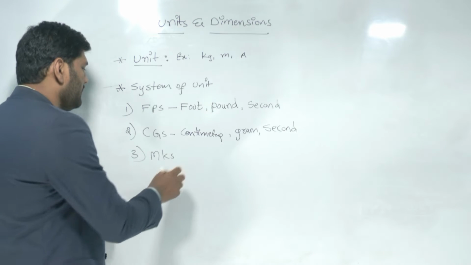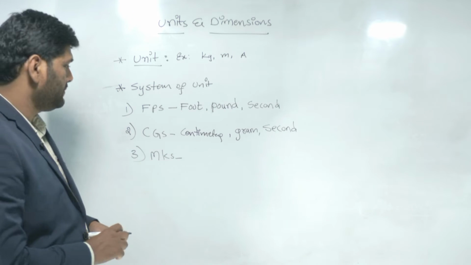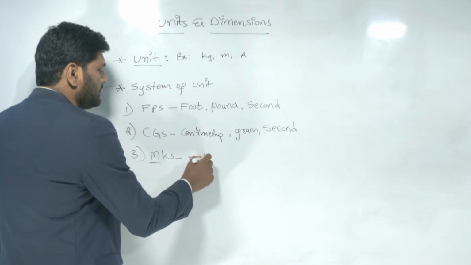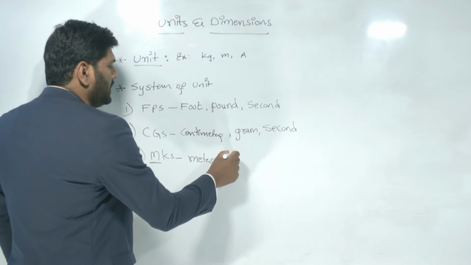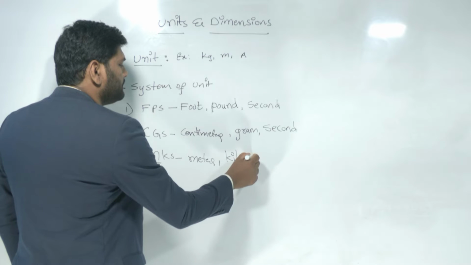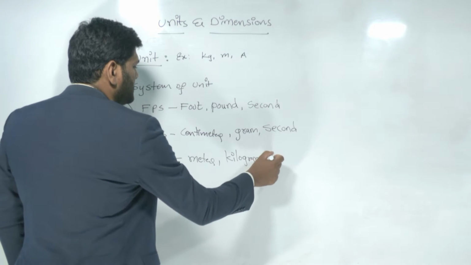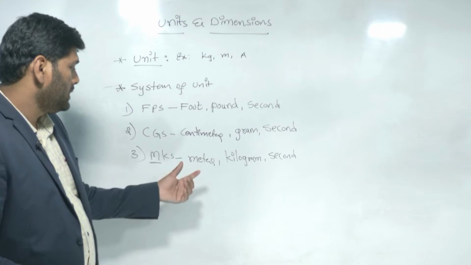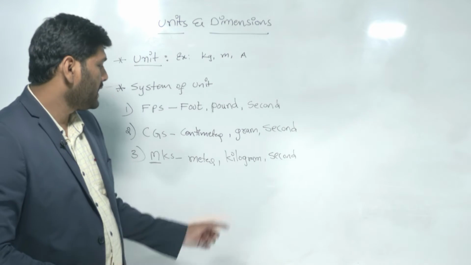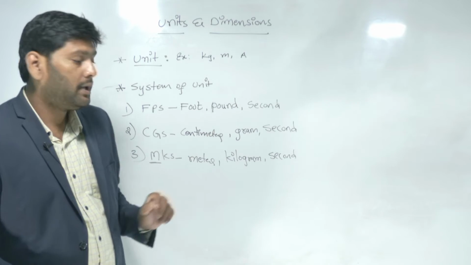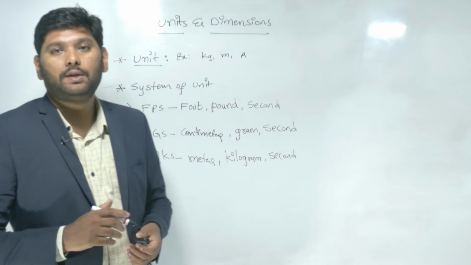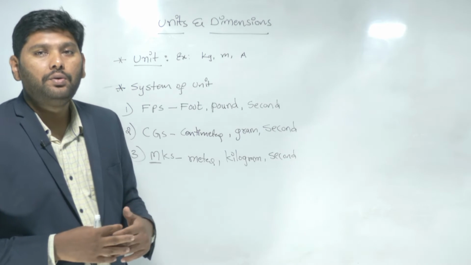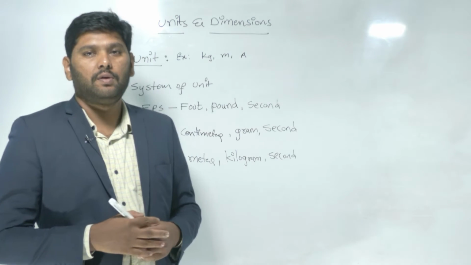And in a similar way, let me talk about the MKS system. In the MKS system, M means meter, K means kilogram, and S means second. So simply, in the MKS system, the length unit is meter, the mass unit is kilogram, and the time unit is second. Understand? So this is how we take the units for different systems.